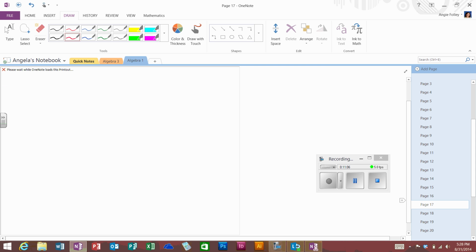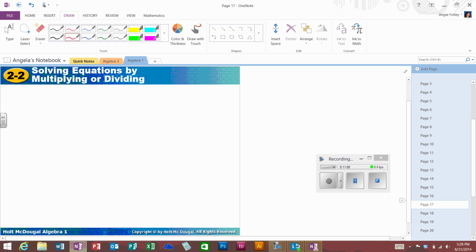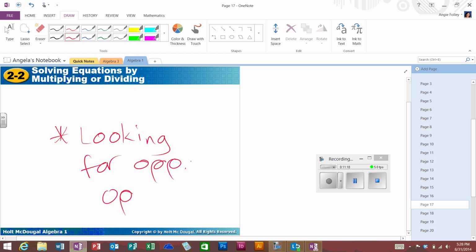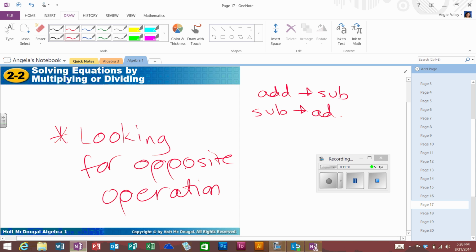So that's all for this lesson. I think you guys are just going to have to do lots of practice with it. So remember, you're looking for the opposite operation. If I'm doing addition, that means I'm going to use subtraction. If I'm using subtraction in the equation, I'm using addition. If I see multiplication in the equation, to get rid of that, I use division. And if I see division in the equation, to get rid of that, I use multiplication. Okay? And that's all.